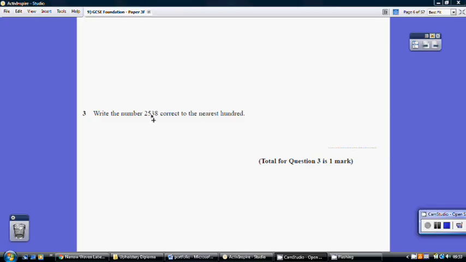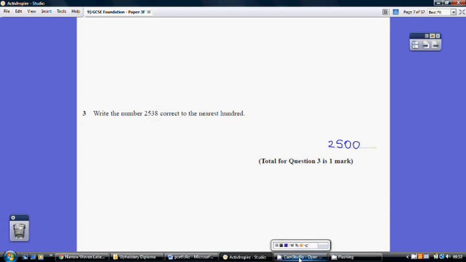Question 3, write the number 2538 correct to the nearest hundred. So it's either going to be 2,500 or rounding up to 2,600. Well, it's obviously nearer to 2,500, so that's our answer.